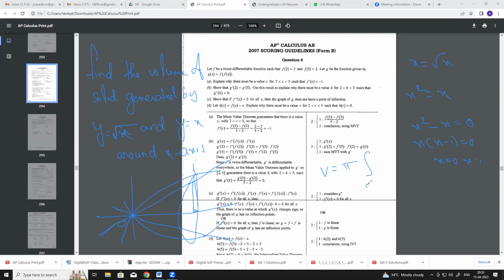So pi into integral of 0 to 1. The upper curve is root x, so root x whole square minus x square, into dx. Whenever you have two functions rotating about the x-axis or y-axis, you need to use the washer method. And this is the answer for this question. Simplify and you'll get the answer. First, drawing the figure and getting to the answer is important. Once you understand, it's simple. You just need to know the formula, disk method or washer method.